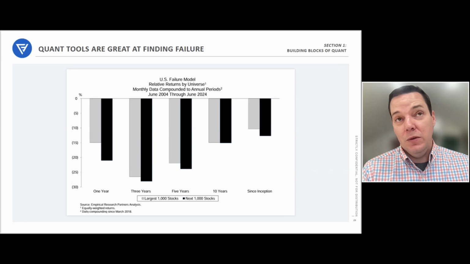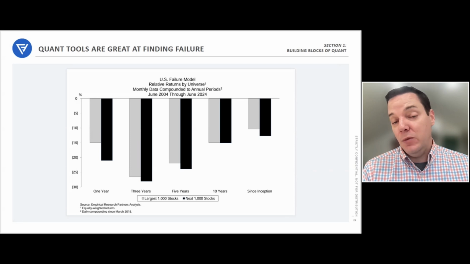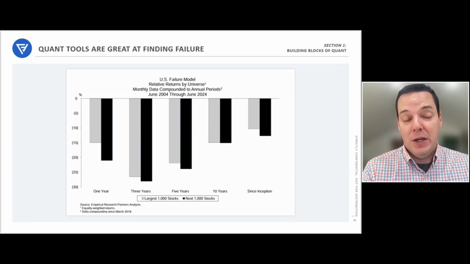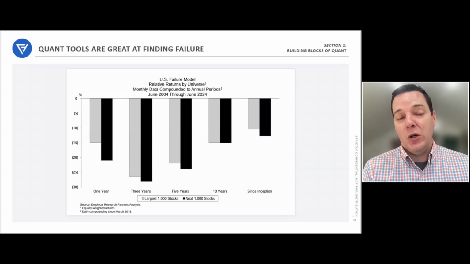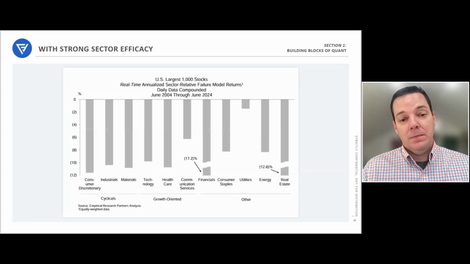We even have clients that have utilized our failure model as part of an enhanced index strategy, where they will take a broad index like the Russell 1000, avoid the failure candidates, and then reinvest the proceeds in stocks that are more attractive within our modeling framework. So it's a really flexible tool that's become really popular with our client base over the last 20 years. This can also be a great way of focusing your quantitative efforts and at least avoiding blowups when it comes to stocks that are in your buying universe or more directly in the portfolio.